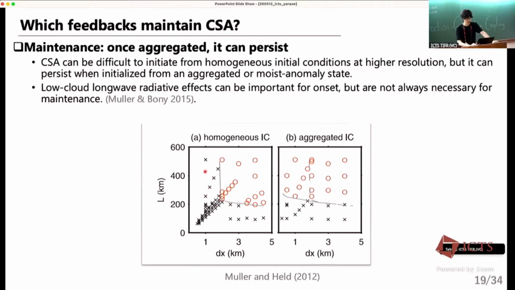And if we look at the left panel, self-aggregation is difficult to occur in high resolution, for example, here. But when we start from the aggregated state, even in the high resolution, the self-aggregation is sustained. Which means that it is difficult to onset, but it is easy to maintain. So it is a bit different problem. They also did some sensitivity experiments regarding the radiative effect of low cloud. And they showed that the low cloud longwave radiative effect can be important for onset, but it is not necessary for maintenance. If you are interested in this process, you may look at this paper, but the point here is that the onset and the maintenance are different, so we should distinguish them.